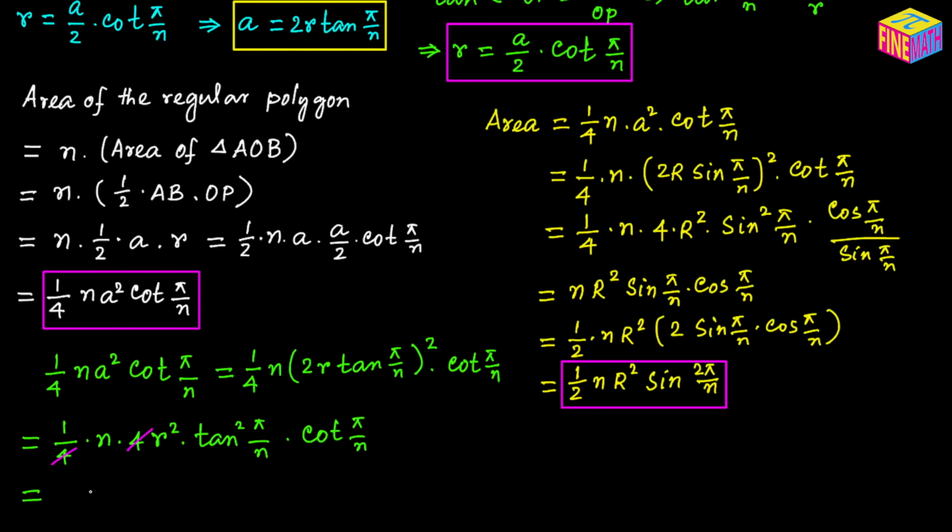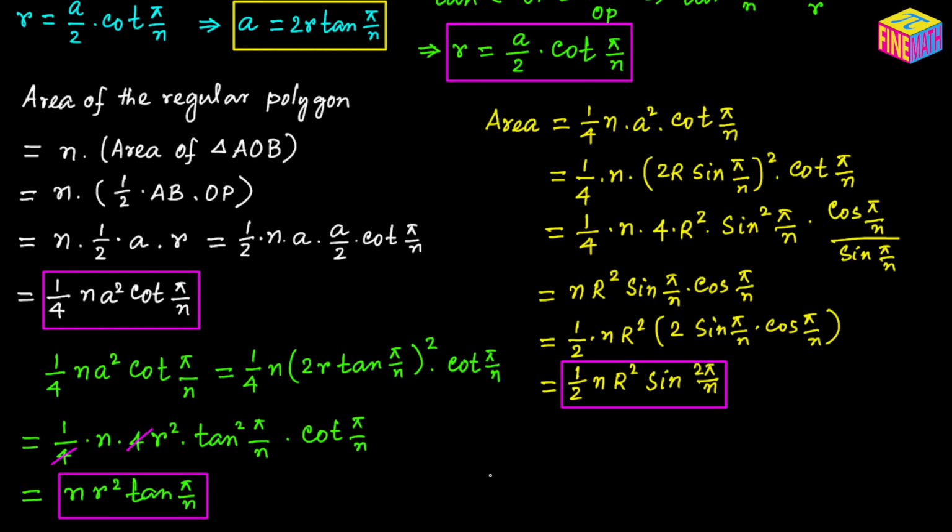So we are going to be left with n times r squared times tangent of pi over n, and let me highlight that as well. So we have been able to find the formula for the area of the regular polygon in terms of the side length, in terms of the circumradius, and in terms of the inradius.